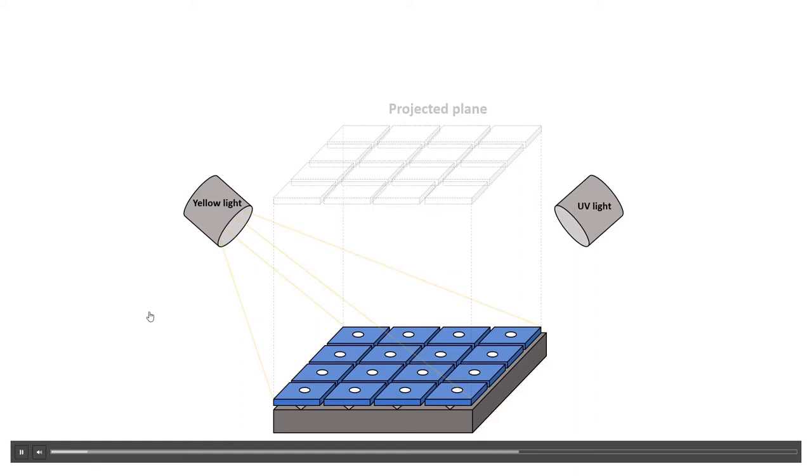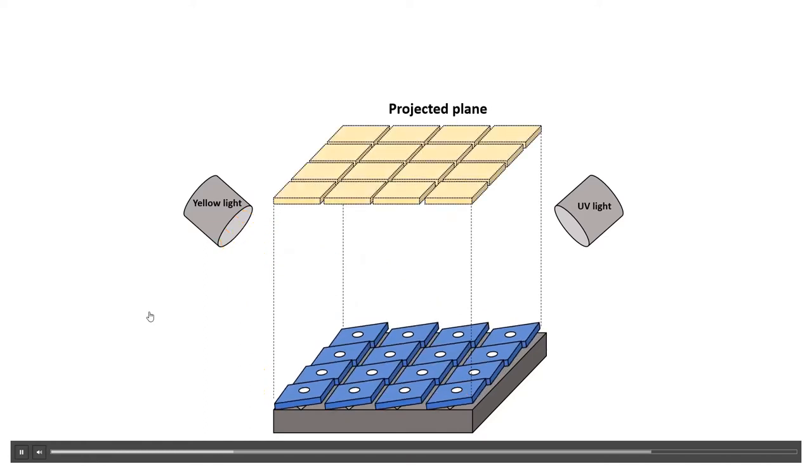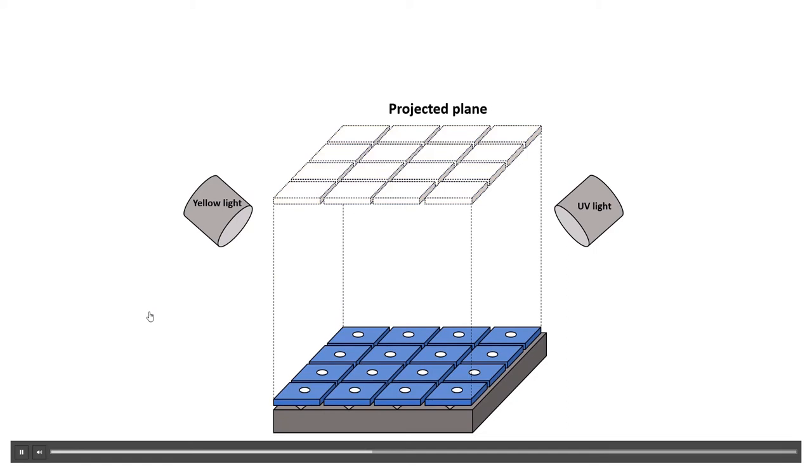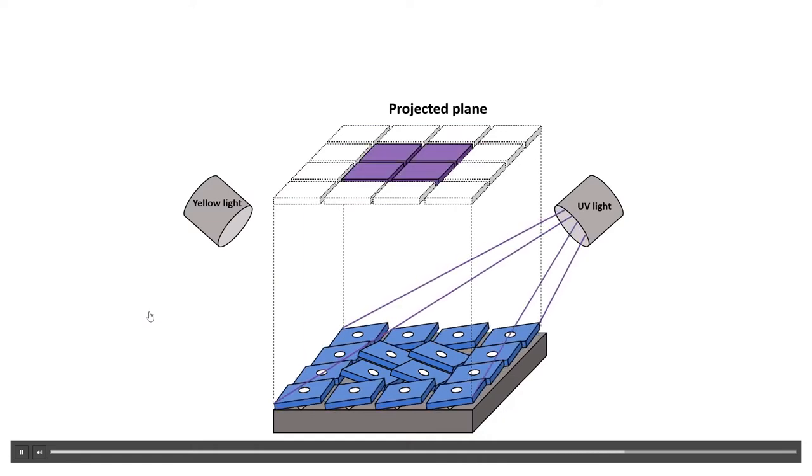In the video, the projected plane corresponds to the sample plane. When all the mirrors point towards the yellow light, the projected plane is all yellow and the photoresist is not exposed. When mirrors point towards the UV light, only the selected mirrors are projected onto the sample plane. So this is how on and off pixels are generated by a clever orientation of each DLP mirror.